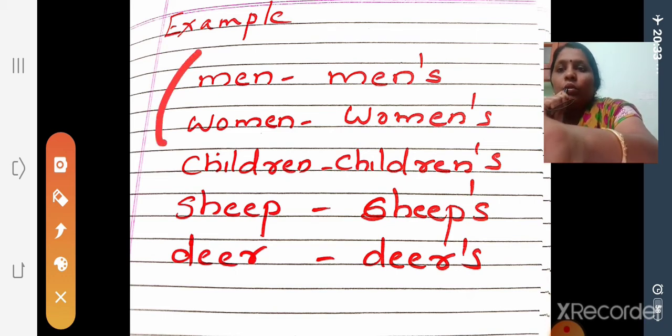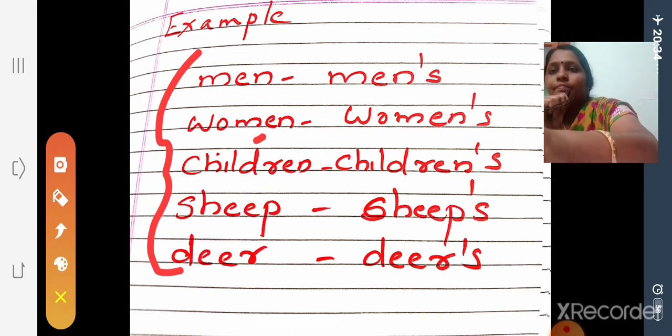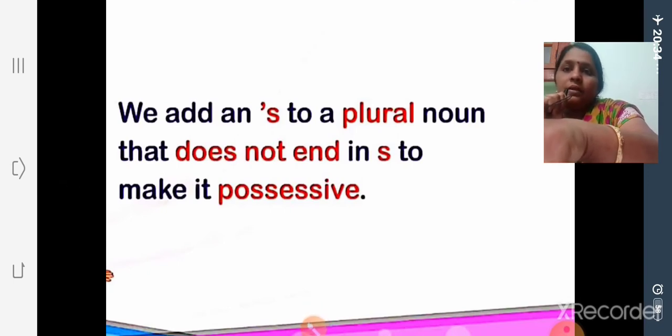See here, all these nouns are plural nouns, but they do not end in s. So that is why we have to add apostrophe s. Men, men's; woman, women's; children, children's; sheep, sheep's, sheep is plural also; deer, deer's, deer is plural also. So that is the second rule. We add apostrophe s to a plural noun that does not end in s to make it possessive.